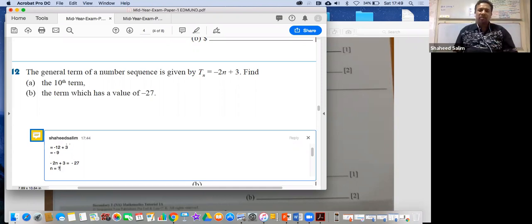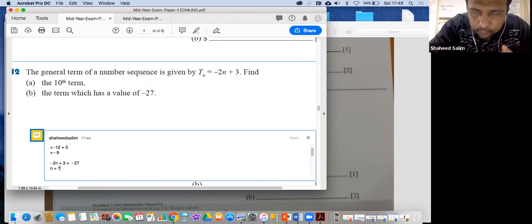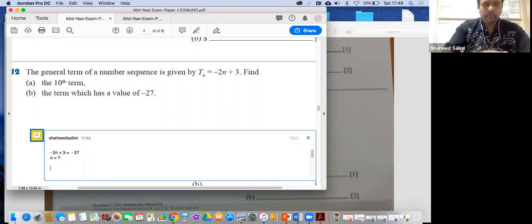Can you bring the 3 over? Plus 3, bring over, becomes -3. -27 minus 3. You owe 27, you owe 3. Sorry, what's the answer? 34. 24. Yeah. Okay, let's see. Wait, no, wait. 12. 12. Yeah. Okay, I will try. -2, 12 plus 3.